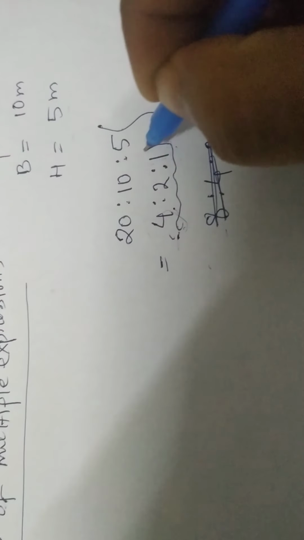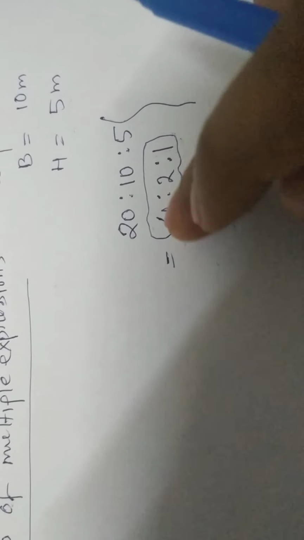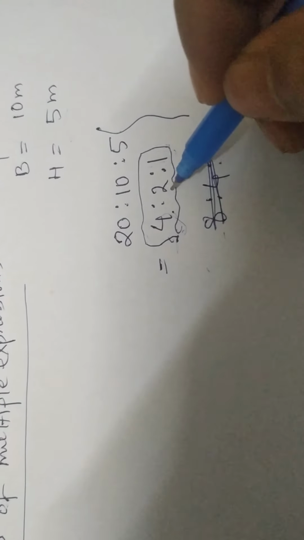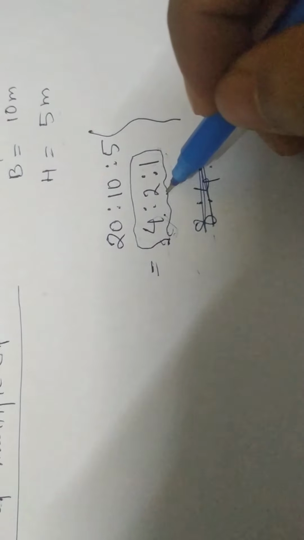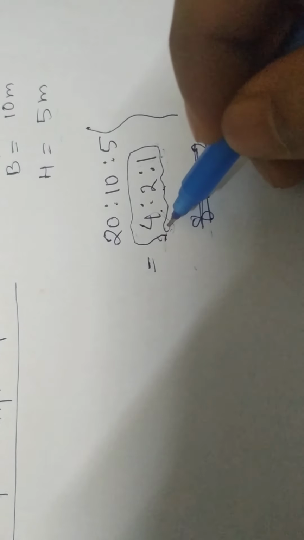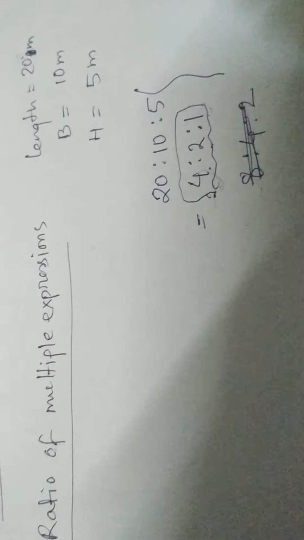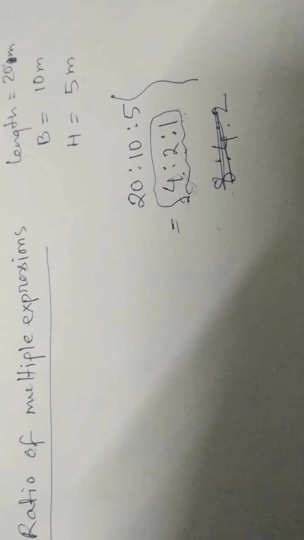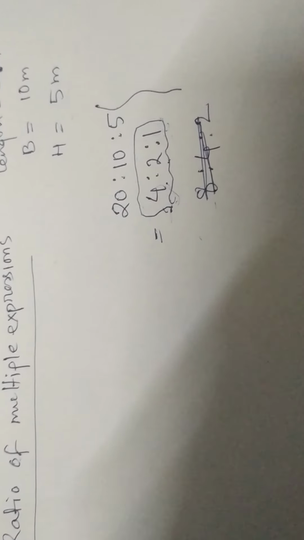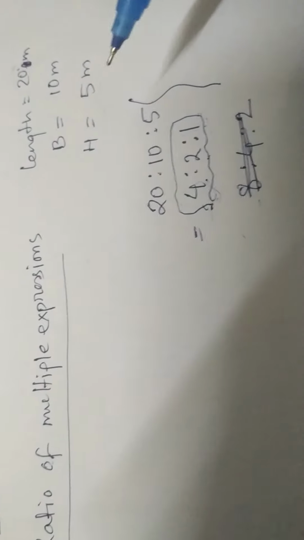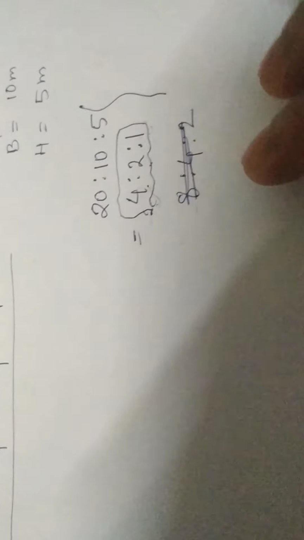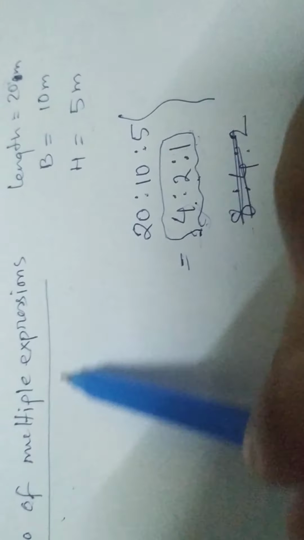By ratio we are expressing the length, breadth and height. Over here the breadth is 2 times the height, and the length is 4 times the height. So through ratio we can express the relationship between 3 quantities or 3 expressions. This is what we call ratio of multiple expression.